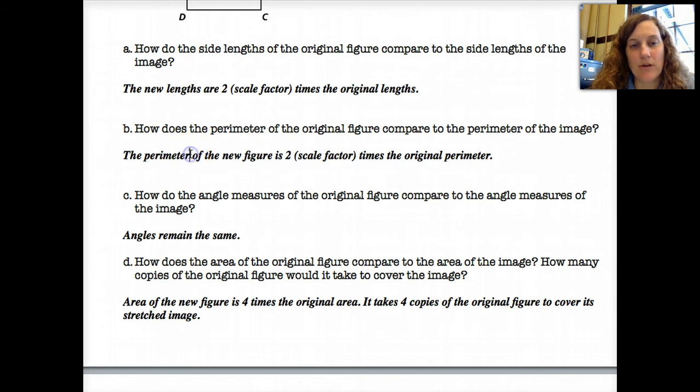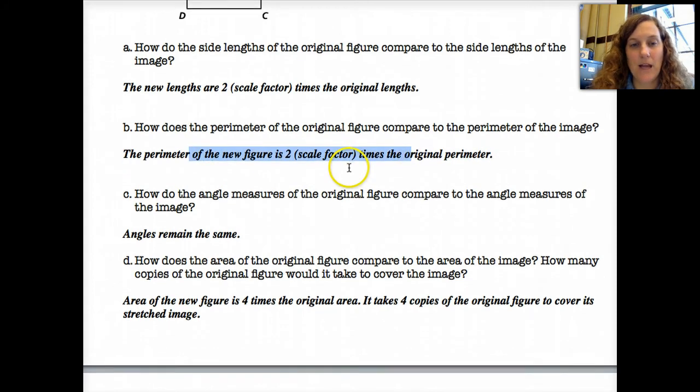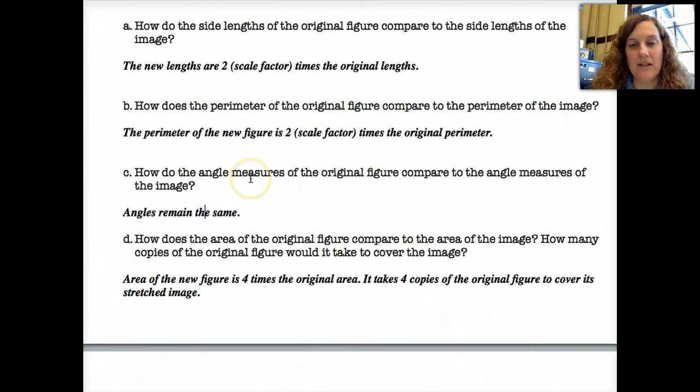How does the perimeter of the original figure compare to the perimeter of the image? Again, should be 2 times, which is the scale factor, times the perimeter. How do the angles differ between the original and your new image? They should stay the same because they have the same shape, which means they should have the same angles. Same shape, same angles.